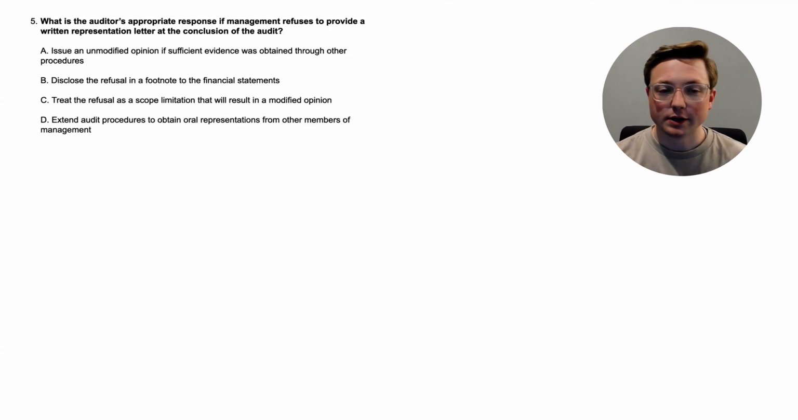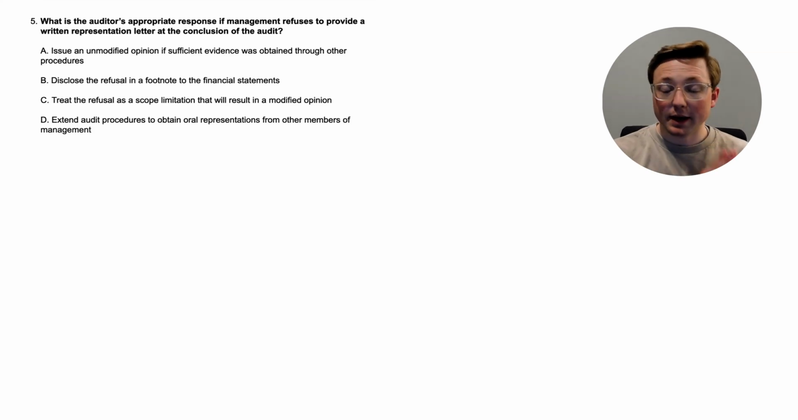Okay, here we are at question 5. What is the auditor's appropriate response if management refuses to provide a written representation letter at the conclusion of the audit? So let's go through the options. Option A, issue an unmodified opinion if sufficient evidence was obtained through other procedures. Option B, disclose the refusal in a footnote to the financial statements. Option C, treat the refusal as a scope limitation that would result in a modified opinion. Or option D, extend audit procedures to obtain oral representations from other members of management.